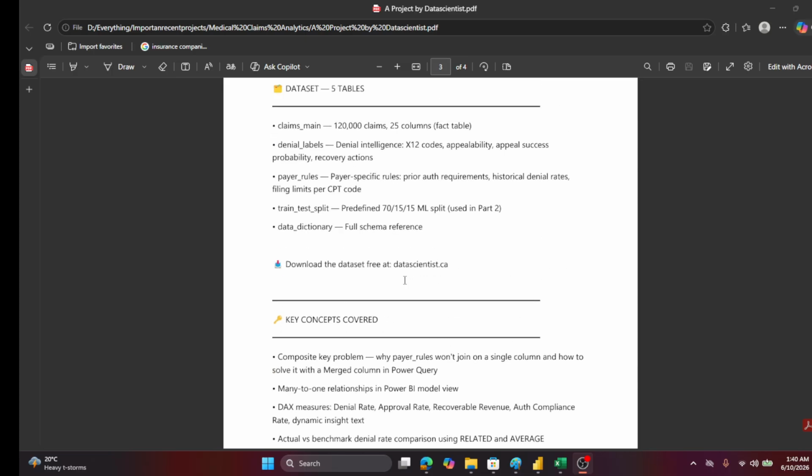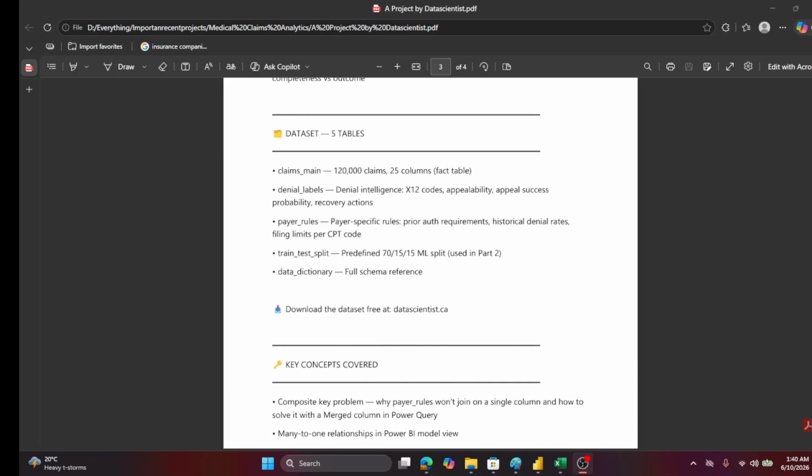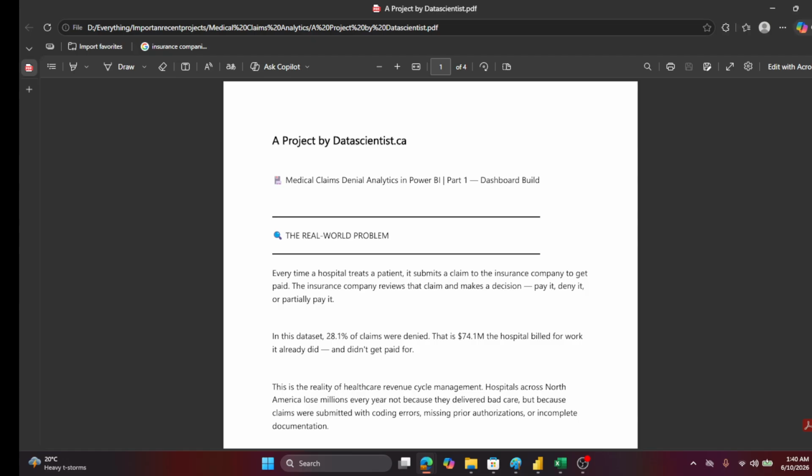So viewers, that is the overview of this project. In the next session, we will go through the completed dashboard and then we will start building the dashboard from scratch. There is a lot of learning in this project, so stay focused, and we'll see you in the next session.